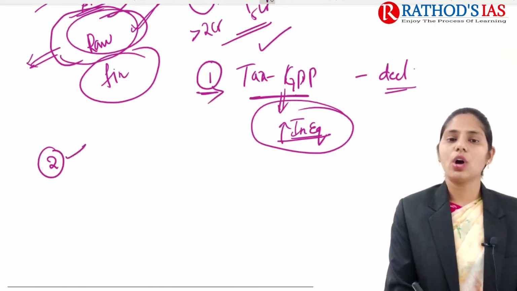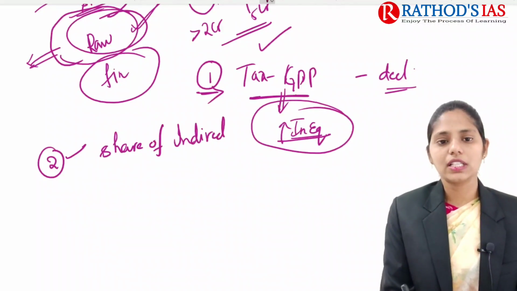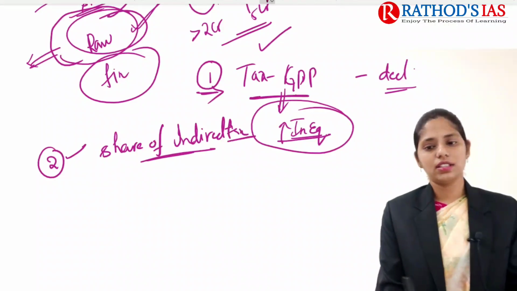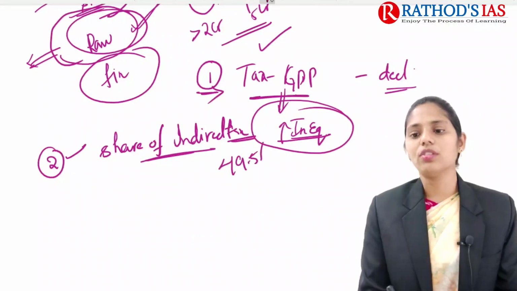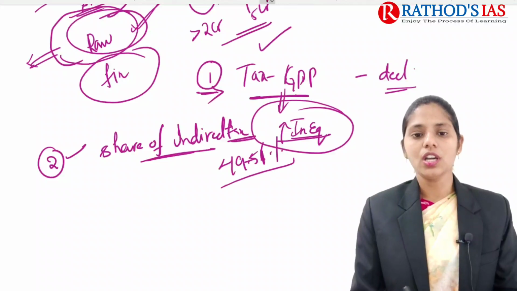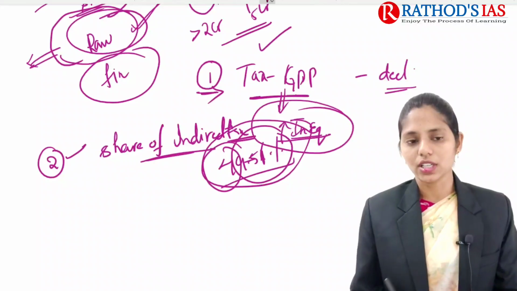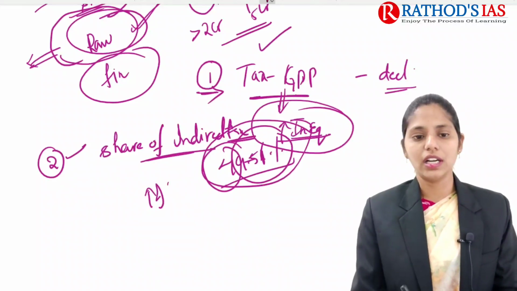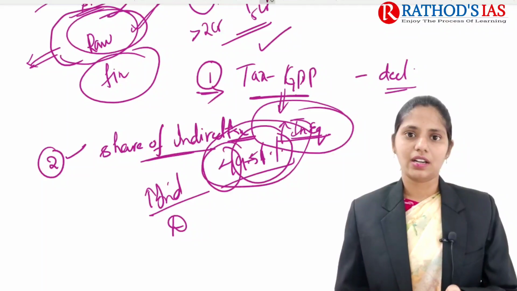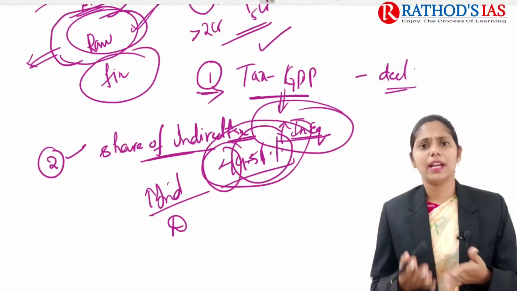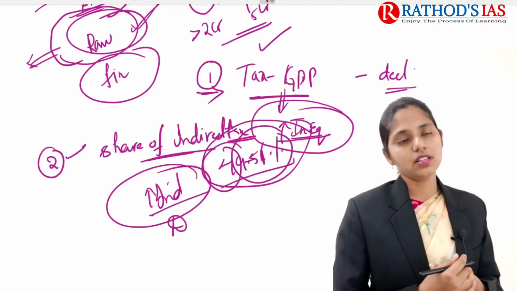The second important thing is the share of indirect taxes. The share of indirect taxes to direct taxes here is 49% to 51%. That means we are getting more taxes from indirect taxes compared to direct taxes. You might know what indirect tax and direct tax are, right? For direct tax, examples are income tax, corporate tax, gift tax, etc. And one example of indirect tax is GST.